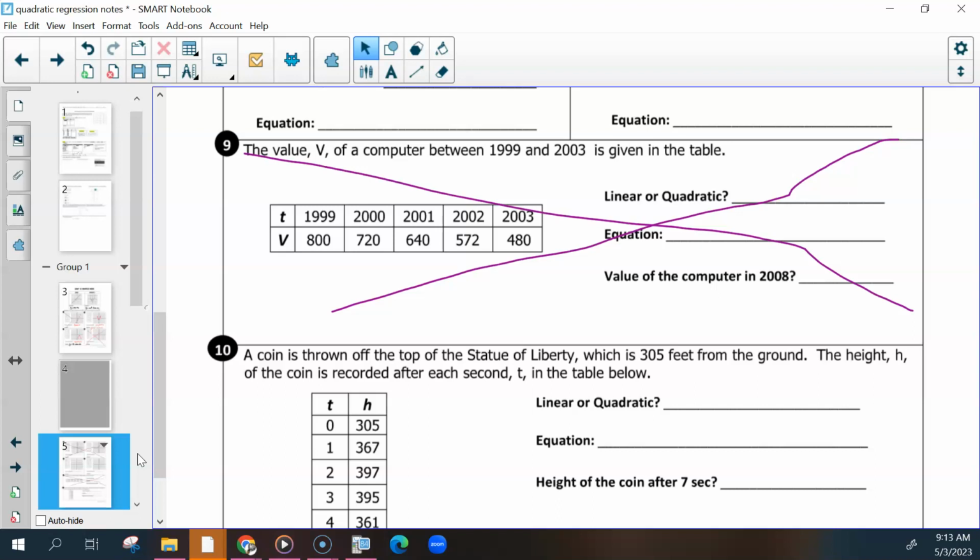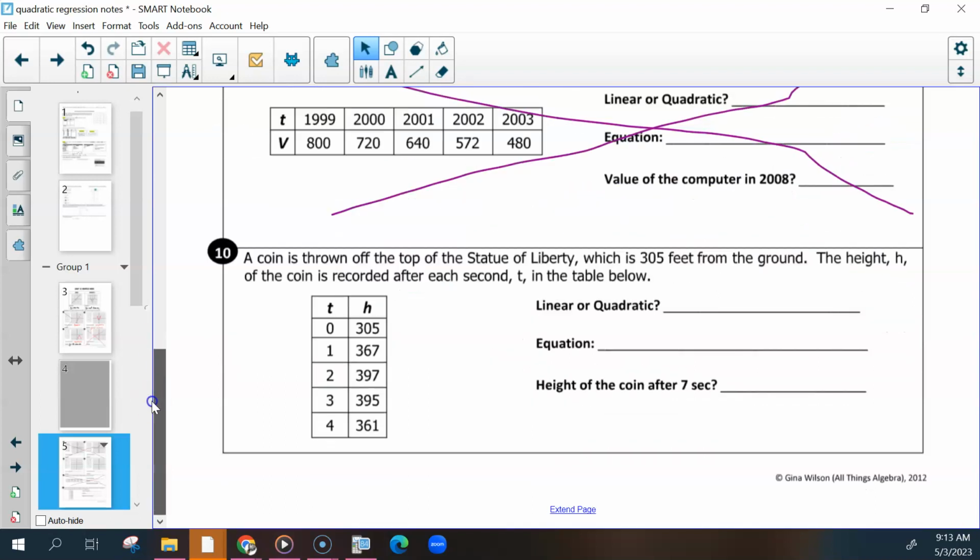But the one after that, the coin is thrown off the top of the Statue of Liberty. So you have to kind of think of what's happening. If I'm standing on the top of the Statue of Liberty, I wouldn't be because I'm afraid of heights. But anyway, if I was up there and I tossed a coin off, it's kind of going to go up and come back down because of gravity. So it's going to make that parabola upside down. But you have to think about what shape that would make, and that will tell you it's going to make the quadratic.